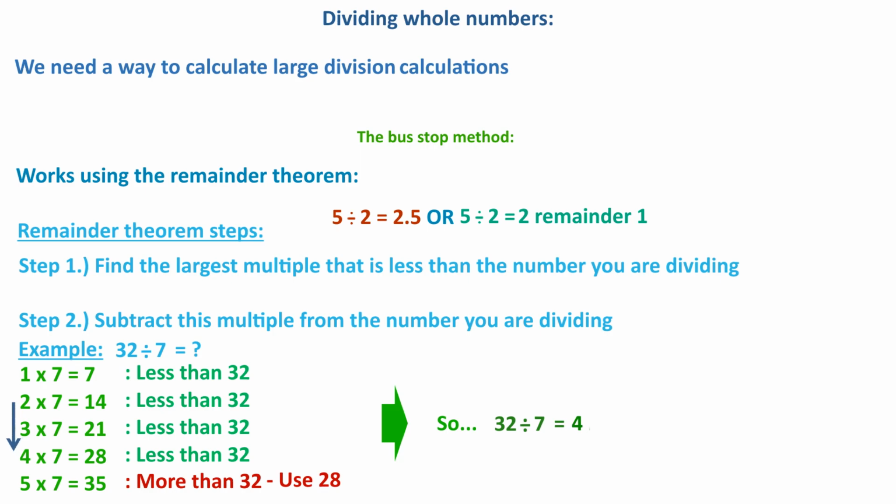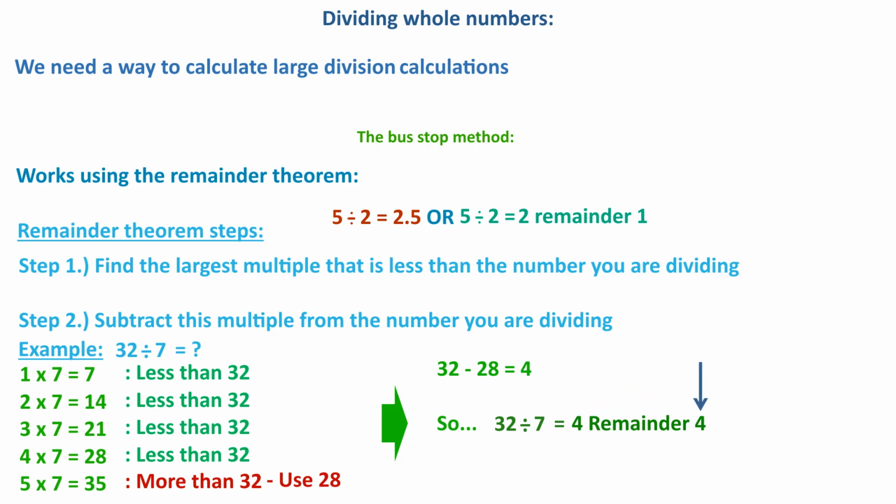Then we can move on to step 2, where we just subtract the multiple that we got from step 1 from the number we're dividing to find what the remainder is. From step 1, we've got 4 times 7, which is 28. And then 32 minus 28 is 4. So the first part of our answer that we found in step 1 is 4, and the remainder is also 4, so we can write that 32 divided by 7 is equal to 4 remainder 4.